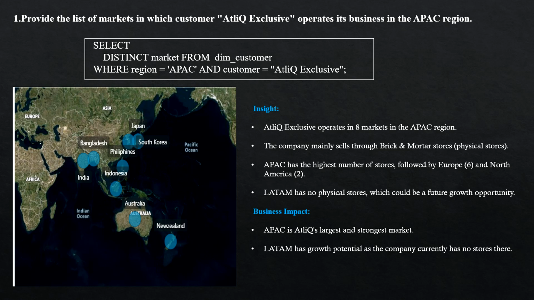APAC has the highest number of stores, followed by Europe with 6 and North America with 2, and Latam has no physical store, which could be a future growth opportunity. So here we can say the business impact: APAC is AtliQ's largest and strongest market. Latam has growth potential as the company currently has no store there.